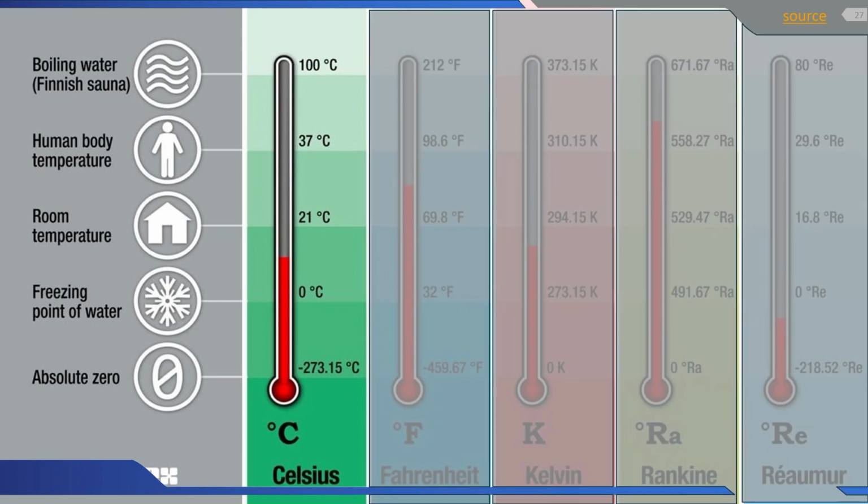In the Celsius scale, water boils at 100 degrees and freezes at 0 degrees, whereas the average human body temperature is about 37 degrees, while room temperature falls between 20 and 25 degrees. Whereas absolute zero, which is the point where particles have minimal thermal motion, is minus 273 degrees Celsius.